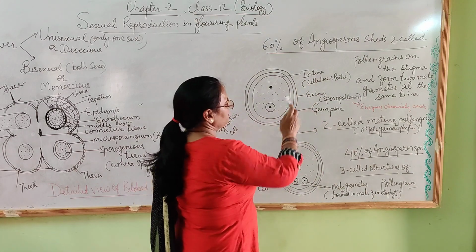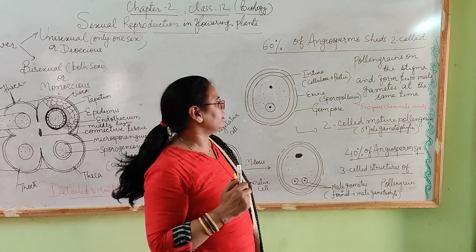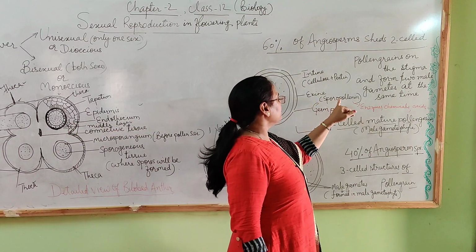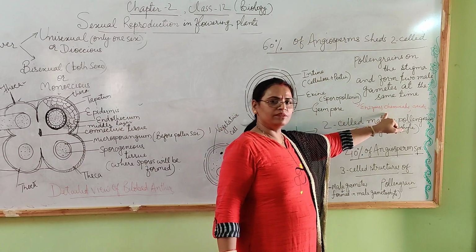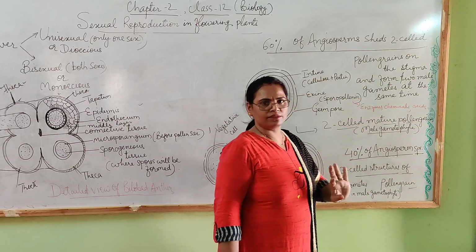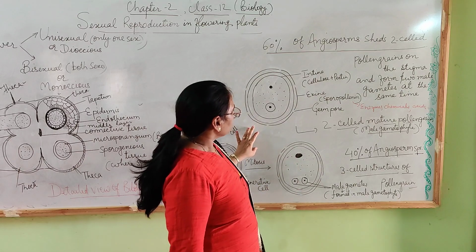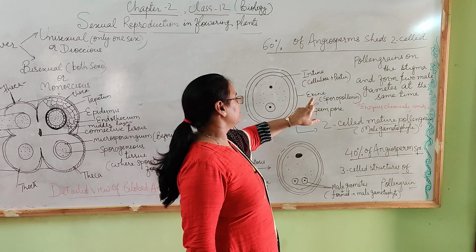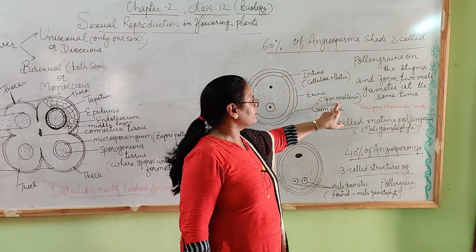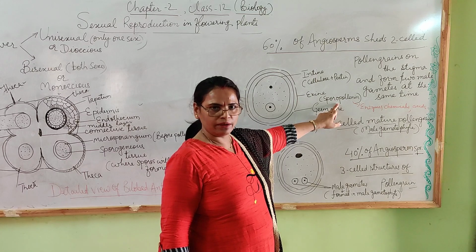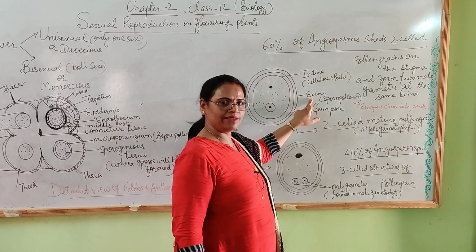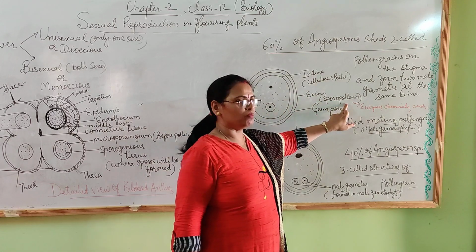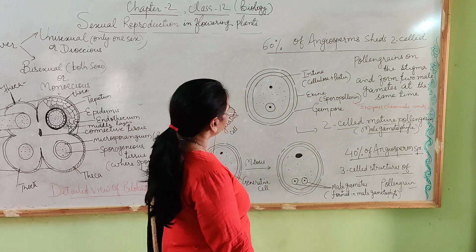called exine, which is rough and tough, and that cannot be degraded by anything, not by any enzyme, any chemical or any acid. It is resistant to any other substance, and it is made of sporopollenin. So you remember this exine layer is very rough and tough and made of sporopollenin, right?